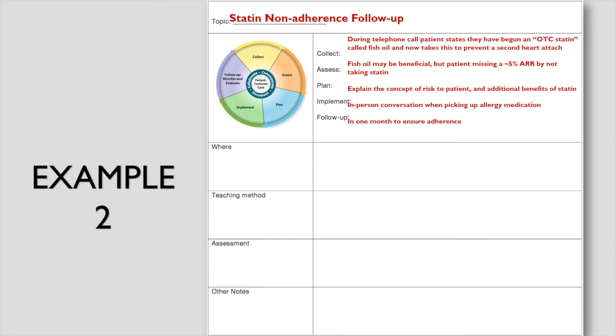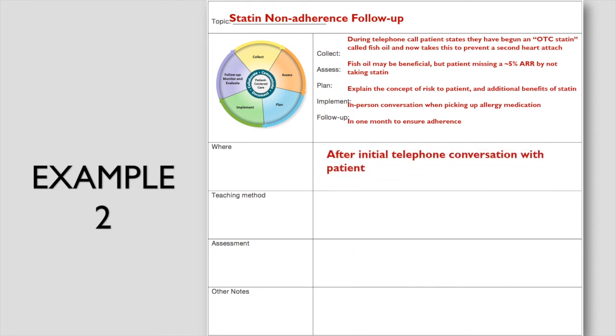The pharmacist then makes the assessment that fish oil may be beneficial, but the patient is still missing a 5% absolute risk reduction in cardiovascular disease by not taking statin therapy. The pharmacist comes up with a plan to explain the concept of risk to the patient and discuss additional benefits of statin therapy. To implement the plan, the pharmacist will have an in-person conversation when the patient returns to pick up their allergy medication. The follow-up plan will be in 1 month to ensure adherence.